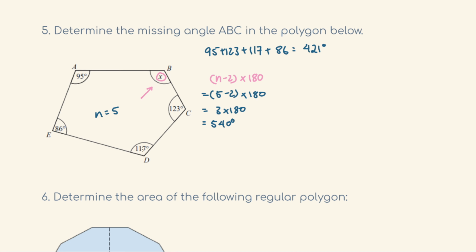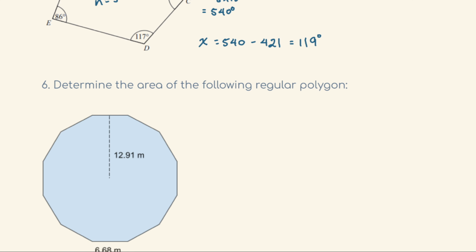And because I know that if I add those 4 angles up and it comes out to 421, then this x here just has to be the difference between those two numbers, right? So x, that missing angle, is equal to 540 minus 421, and that's going to come out to 119 degrees.